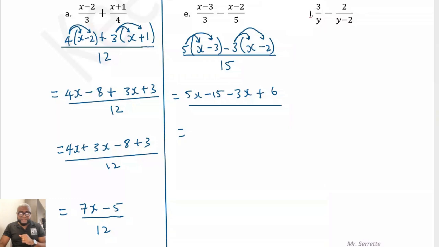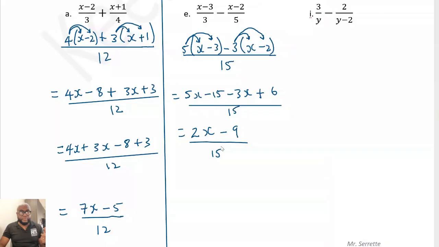So watch it. 5x minus 3x would give me 2x. Negative 15 plus 6 will give me negative 9. Oh, I didn't put the over 15 here. So this will be all over 15, right?